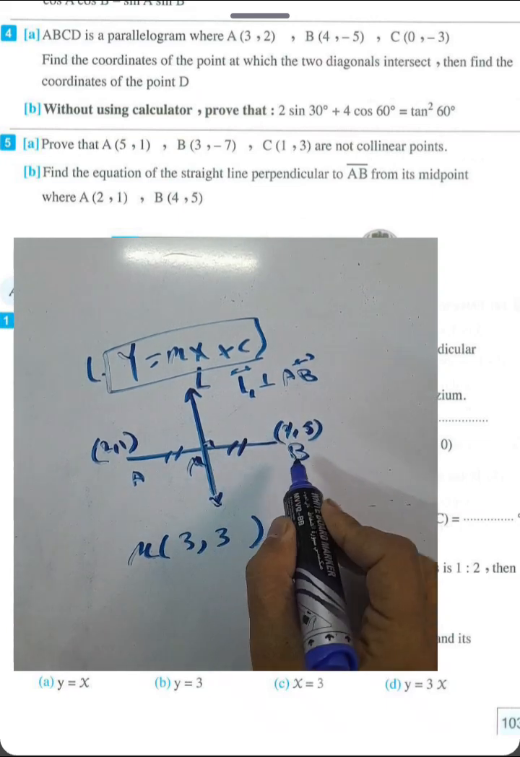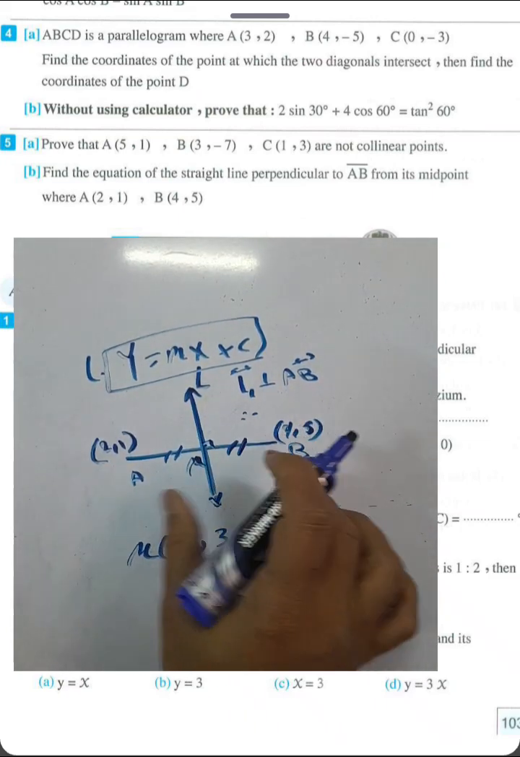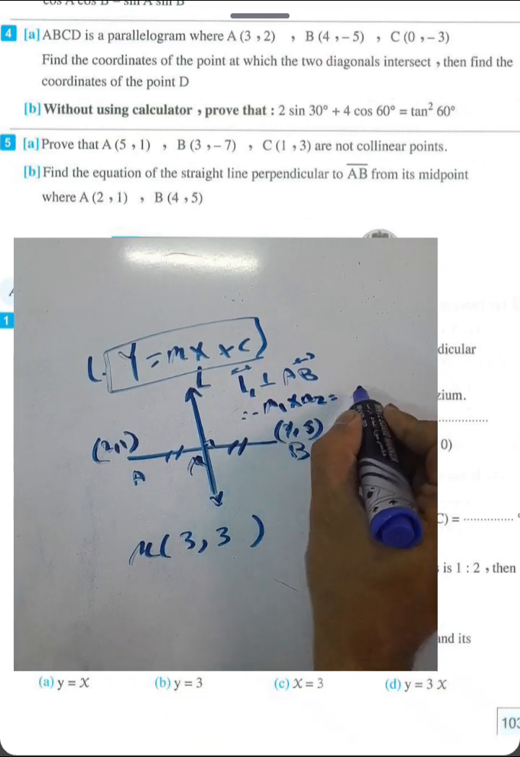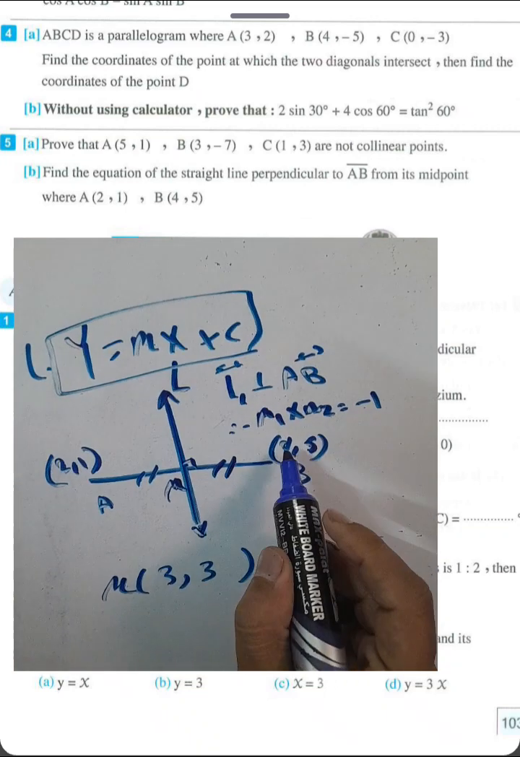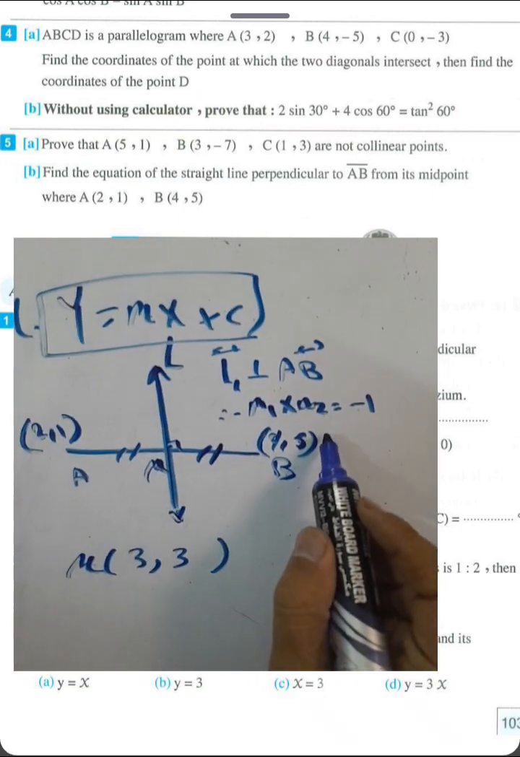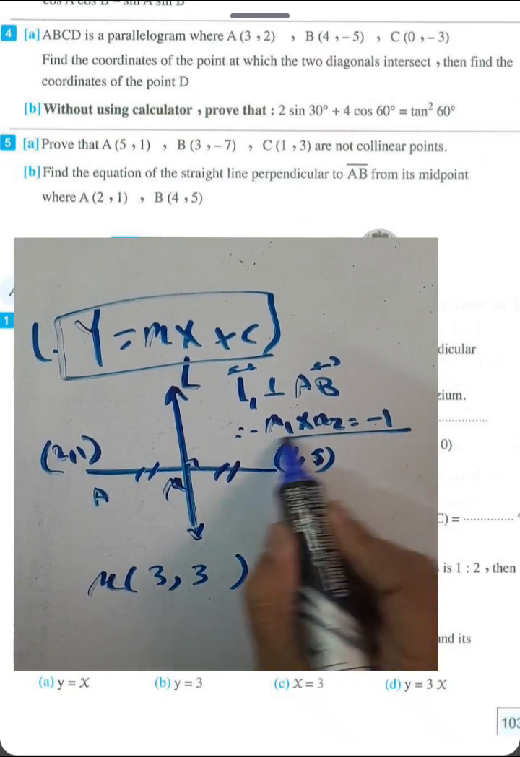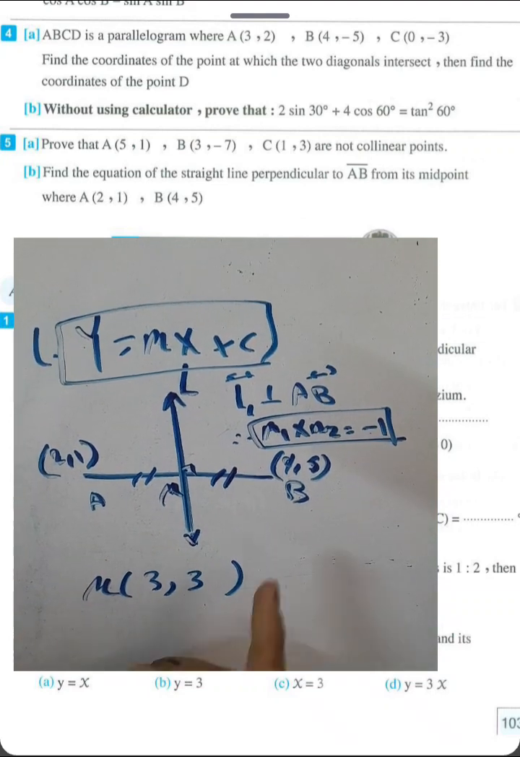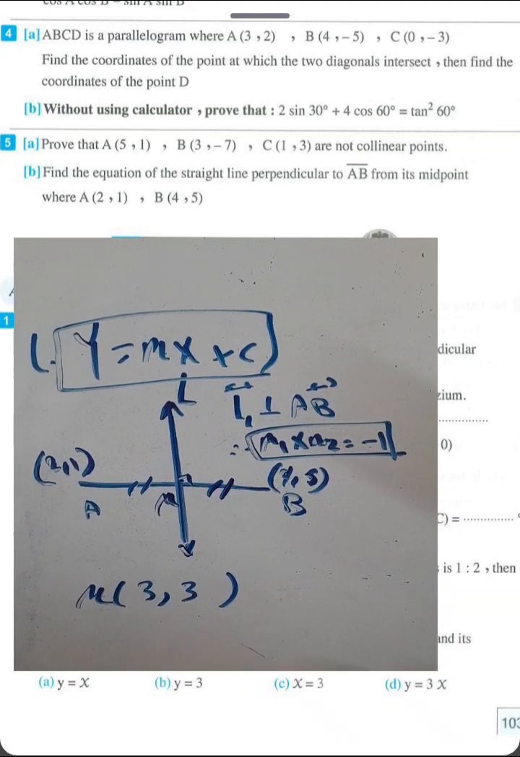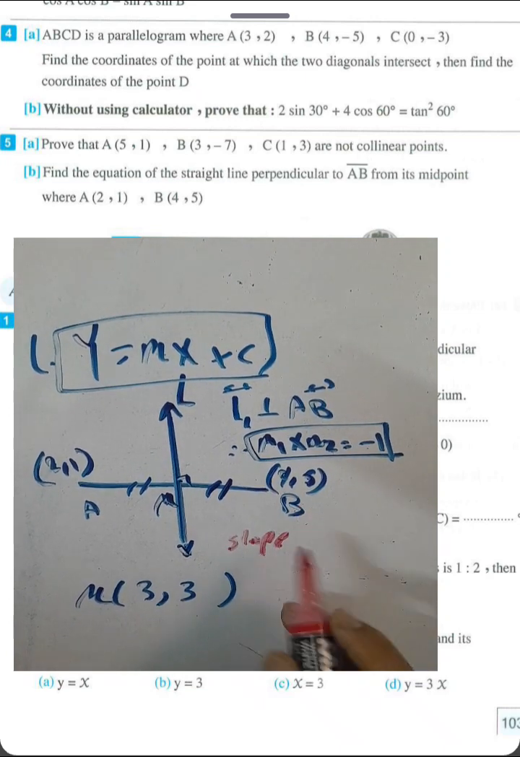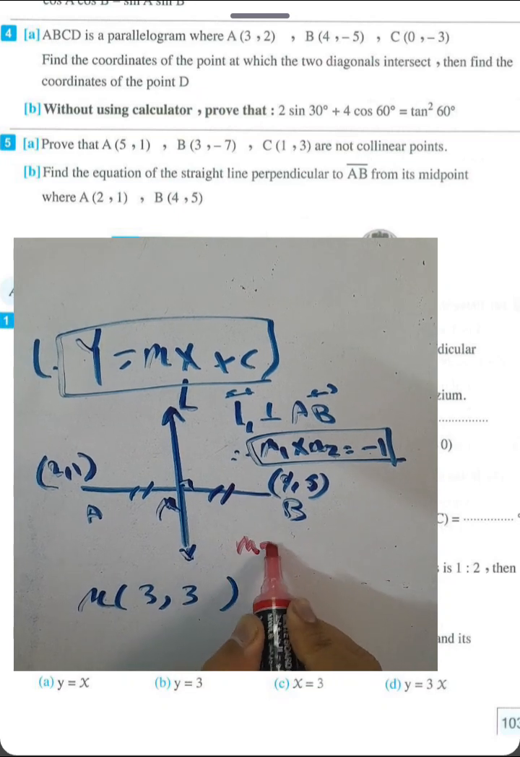They are perpendicular. Then for the slopes, M1 times M2 will be -1. M1 means slope 1, and M2 is slope 2. The product between them equals -1. It's a rule. Then you must find the slope of AB. Here we call it M2.